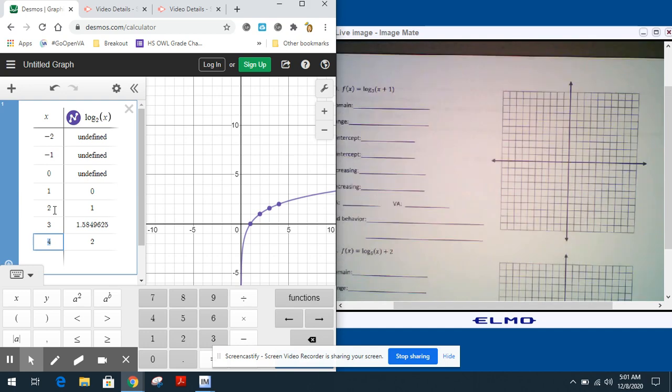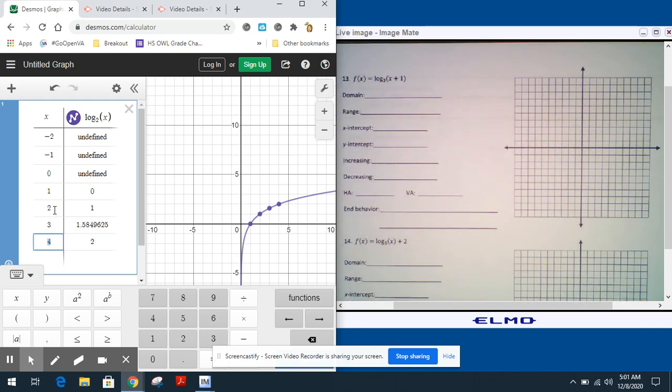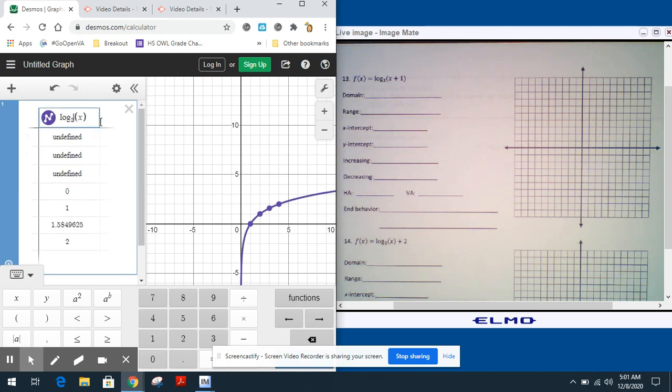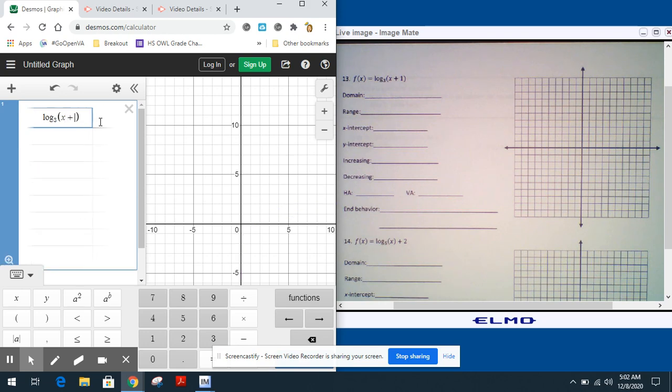So we're going to try that again. This one's log base 3 of x plus 1. So that means that I'm going left 1 with everything. You can kind of see how that makes our graph move a little bit. Just change how it looked in Desmos.